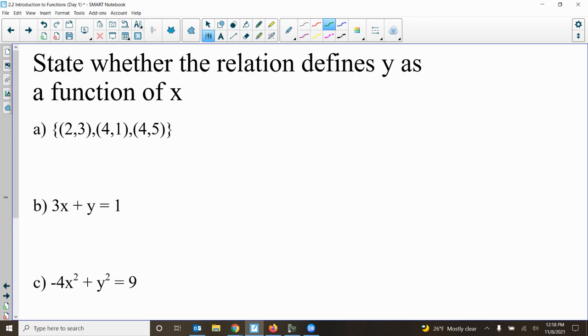Why not? Because two 4s, right? 4 goes to 1 and 4 goes to 5. This is a no. Now, could 1 go to 4 and 5 go to 4? Is that okay?